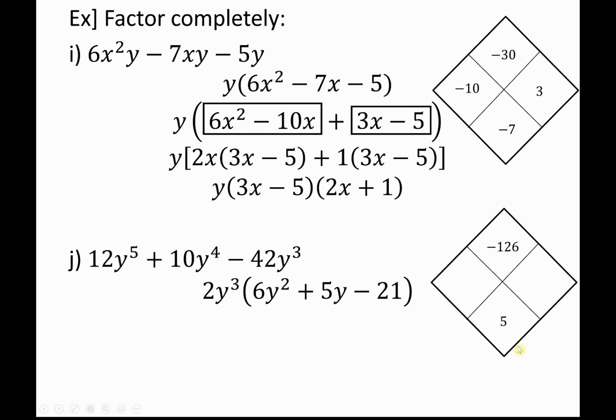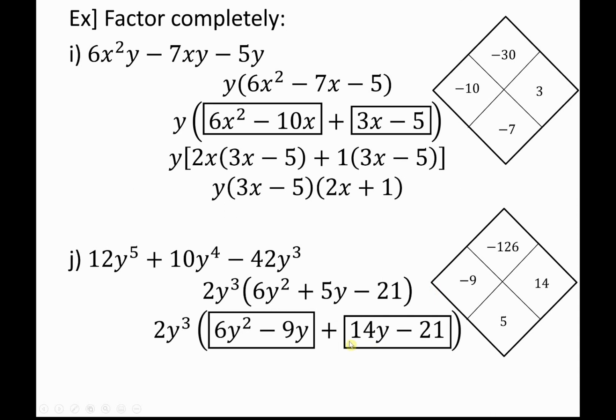Goodness. Taking apart that number and finding its prime factorization would probably be pretty advantageous to this process. It's my hint. Go ahead and press pause on the video if you want to take some time to figure it out for yourself. And if you're ready to go, we'll go forward. The numbers that will complete this diamond are negative 9 and positive 14. There they are. Don't forget about your 2y to the third power.